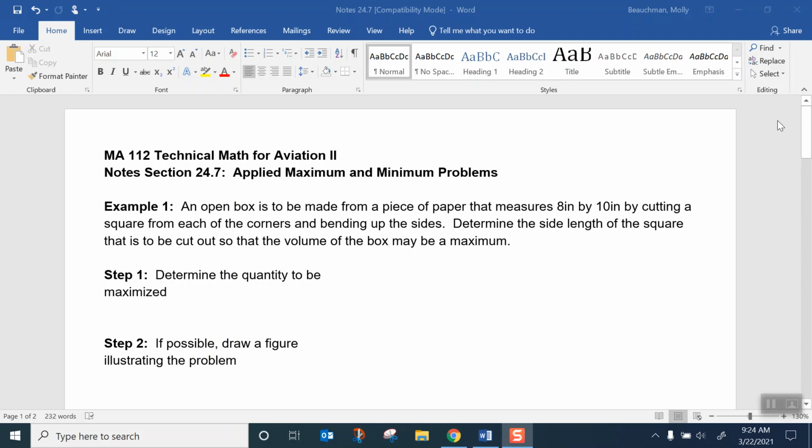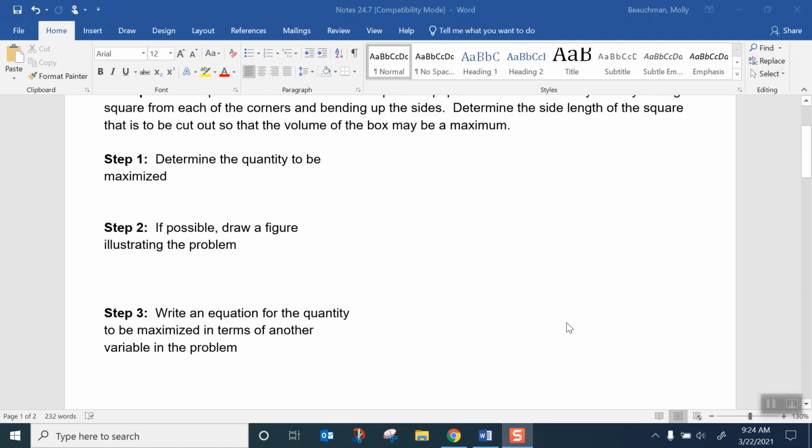In this video, we'll take a look at applied maximum and minimum problems. And it's taking a look at how we're going to take calculus to find maximums and minimums. So we'll do the second problem first. We'll do the second example first. So let me scroll down.